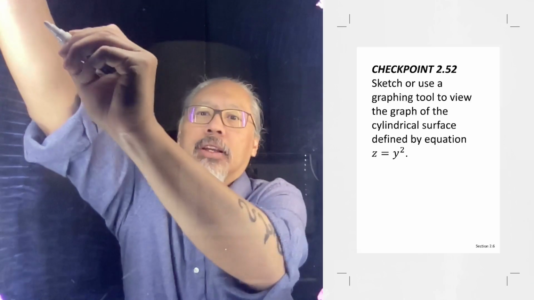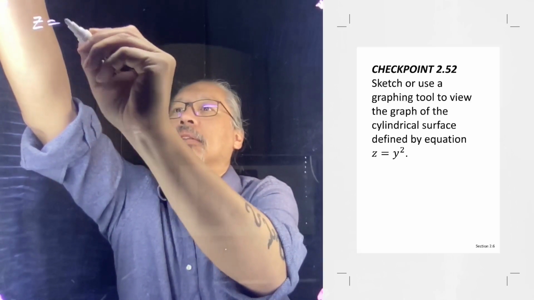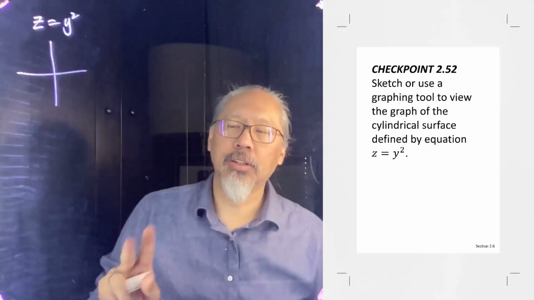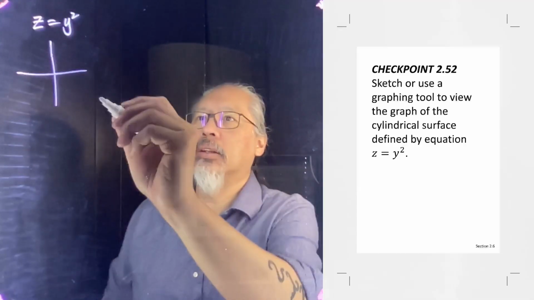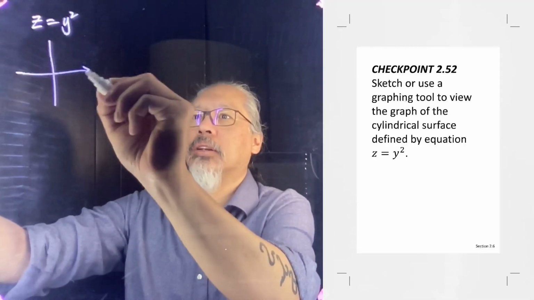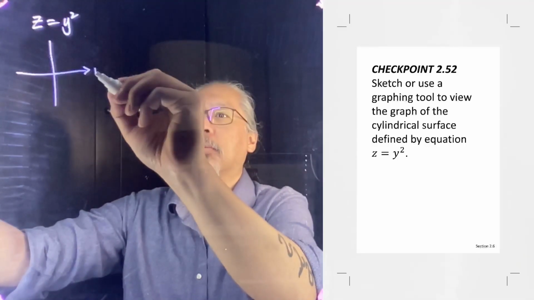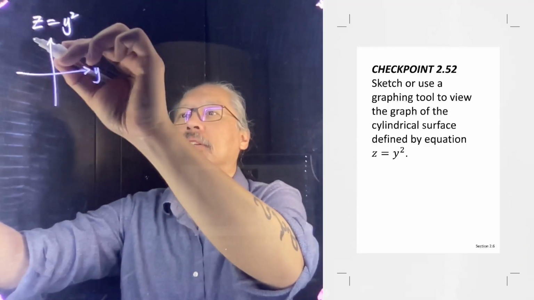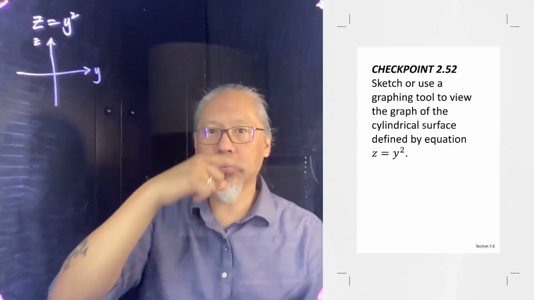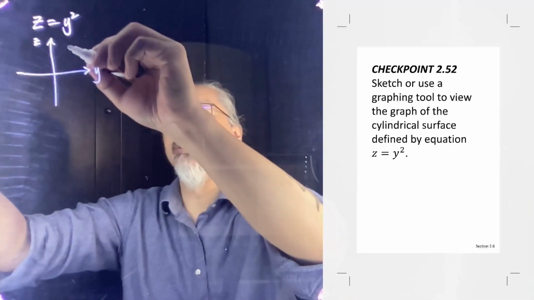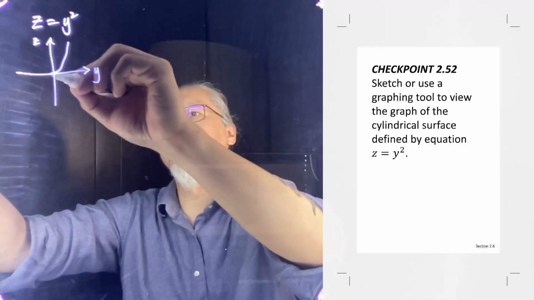Let's first take a look at z is equal to y squared in just two dimensions. Based on this equation, I can imagine that my input variable is y and my output variable is z, so I'll write my input as my horizontal axis and my output as my vertical axis, and I can see that this is just a parabola.